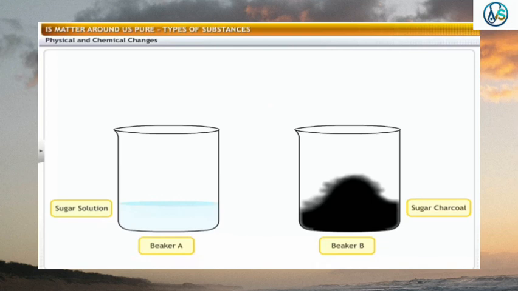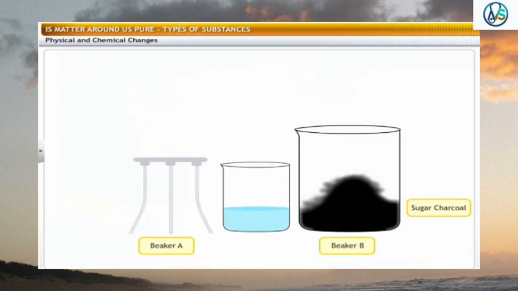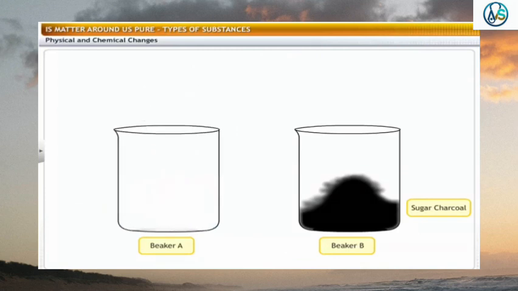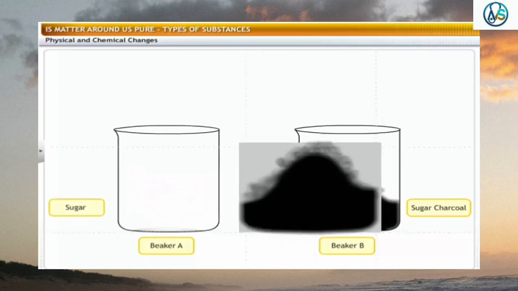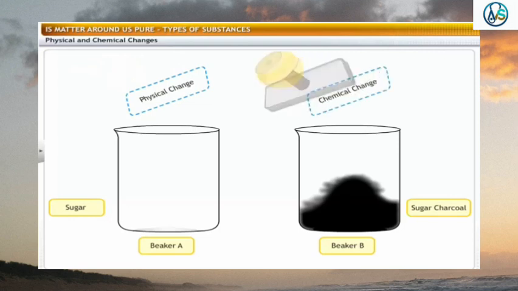From this, we can say that the change that has taken place in beaker A is a physical change, whereas the change that has taken place in beaker B is a chemical change. In beaker A, we can get back the sugar by the evaporation of water. On the other hand, in beaker B, we cannot get back the sugar from the carbon. From this observation, we can conclude that there are two types of changes: physical change and chemical change.